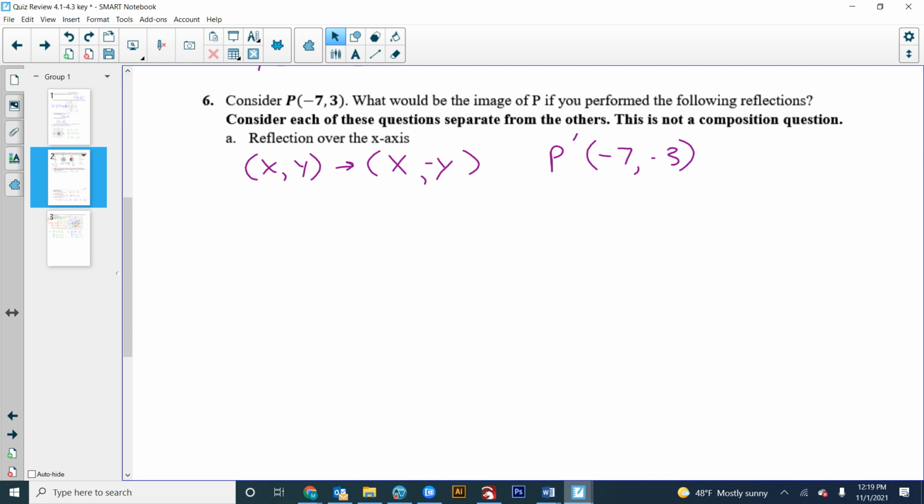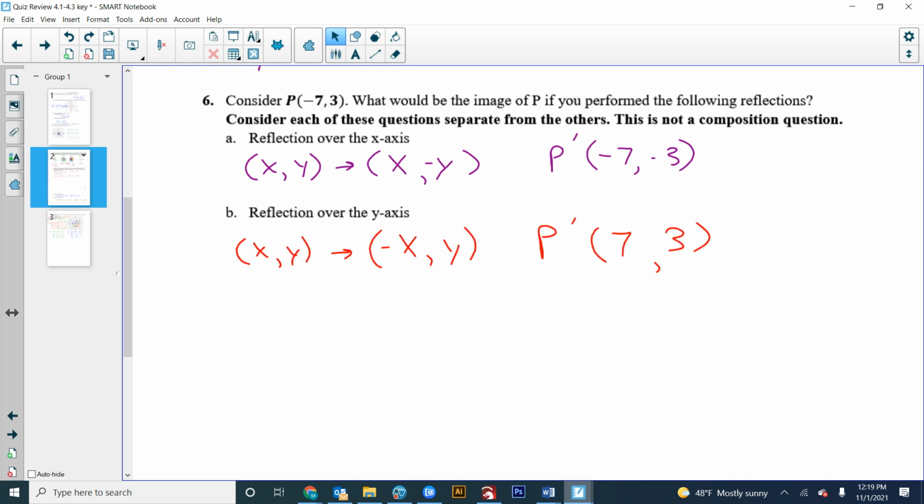All right. Danny, what did you get for B? For y-axis reflection? 7. So negative 7, 3 turned into 7, 3. I like it. Y-axis reflection. 7, 3.